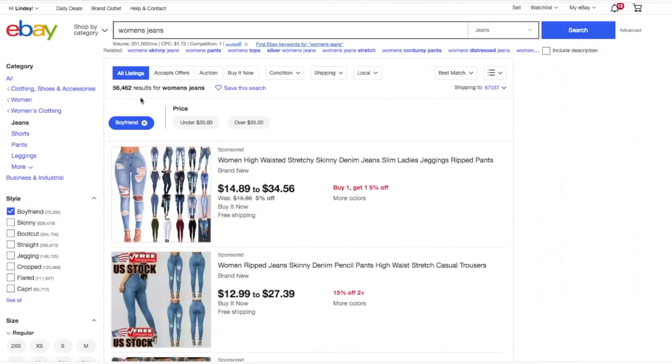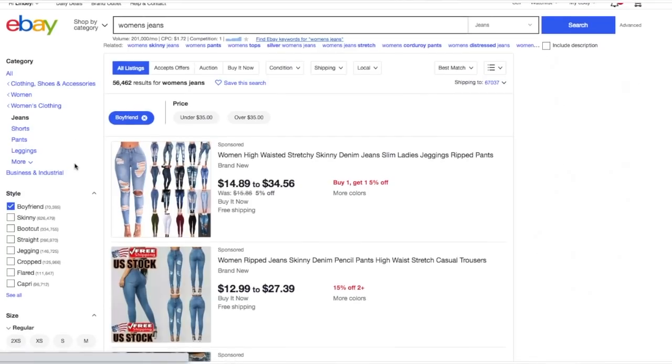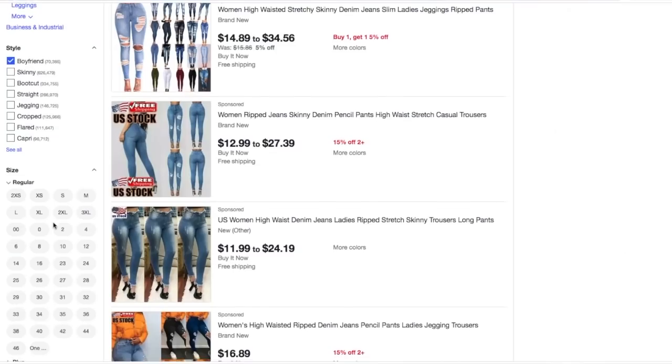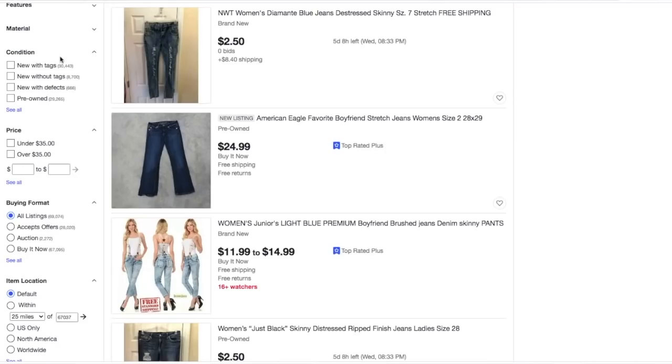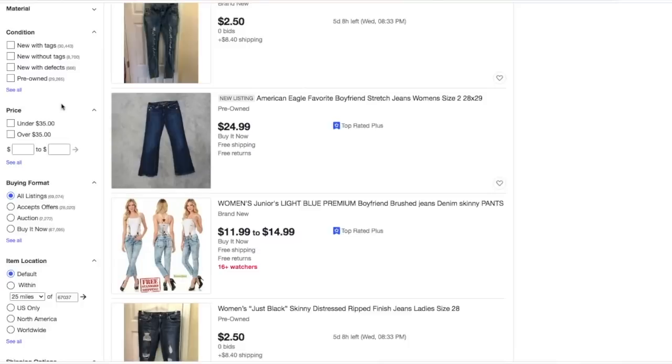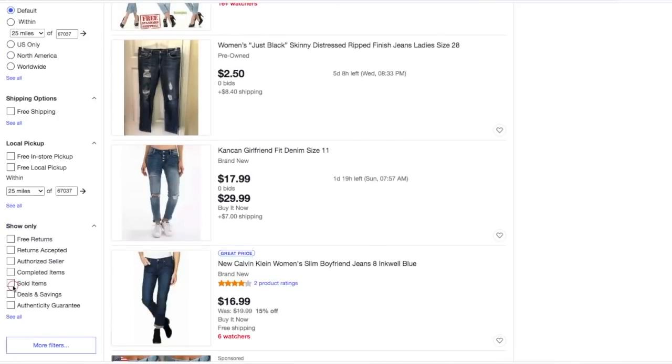So what we want to pay attention to is sell-through rate of these kinds of items. So we've got 56,462 actual listings. Now let's take a look and see how many items have actually sold over the last 90 days versus how many items are actually listed. So to do that, we're going to scroll down, and on the left-hand side, don't forget, there's going to be a lot of stuff that comes into play here too. New versus pre-owned. If you're doing thrifted clothing, obviously most of it's going to be pre-owned. But we're going to click on sold items.